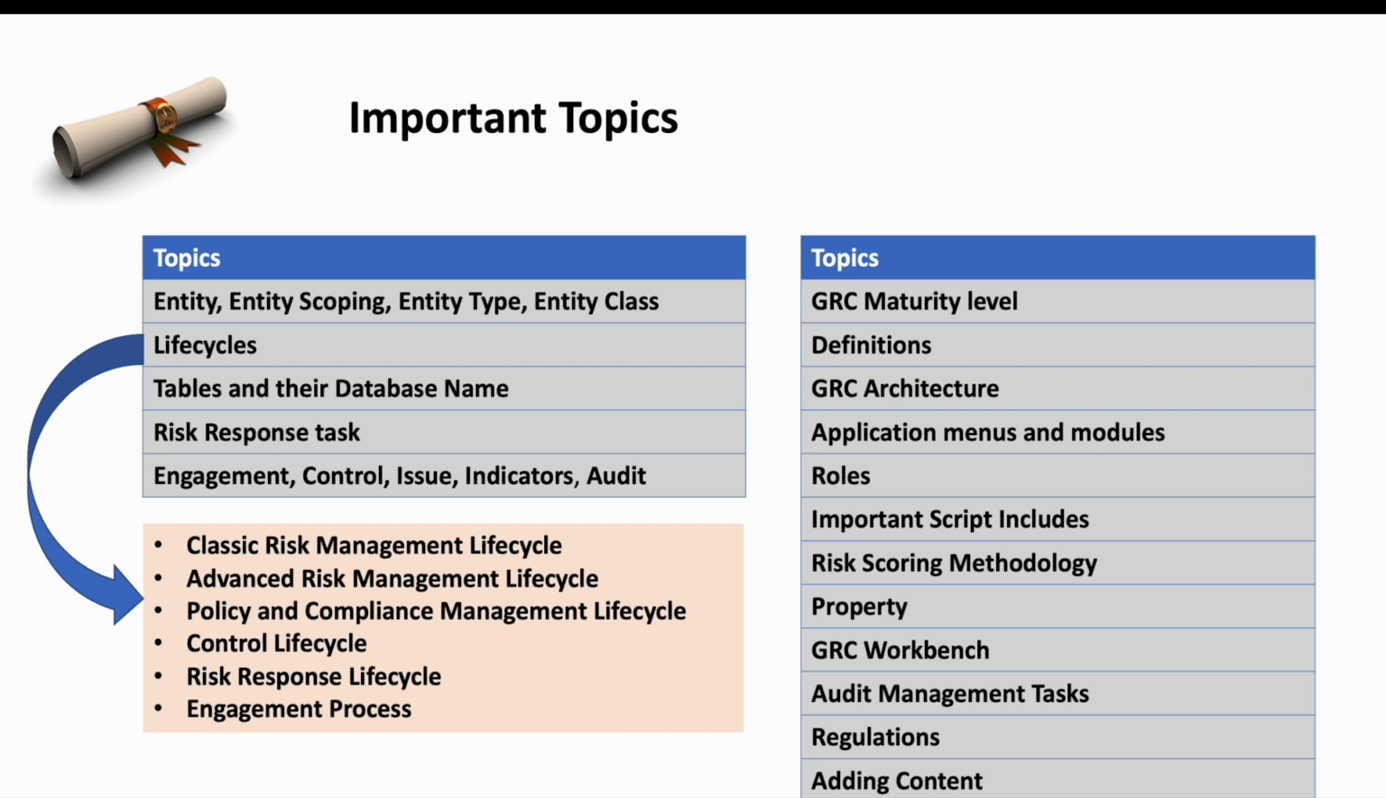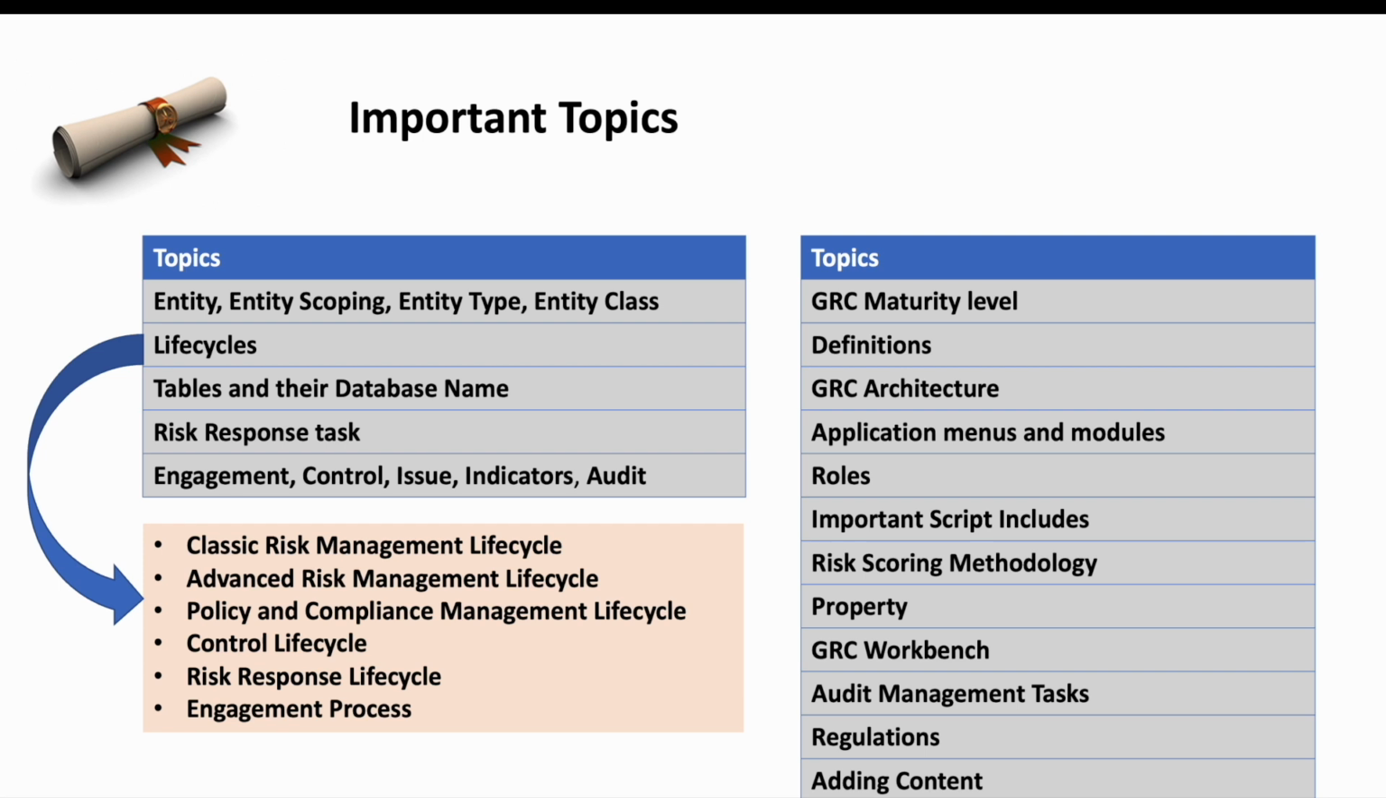The first one is entity scoping, entity type and entity class. You can expect 7 to 10 questions from this topic. There will be a few conceptual questions as well. There will be questions with some data, and you will have to identify whether it is an entity or an entity class. So be clear with the entity and entity class concepts. Also go through the definitions of each one and why entity scoping is important. Also go through the database names of these tables.